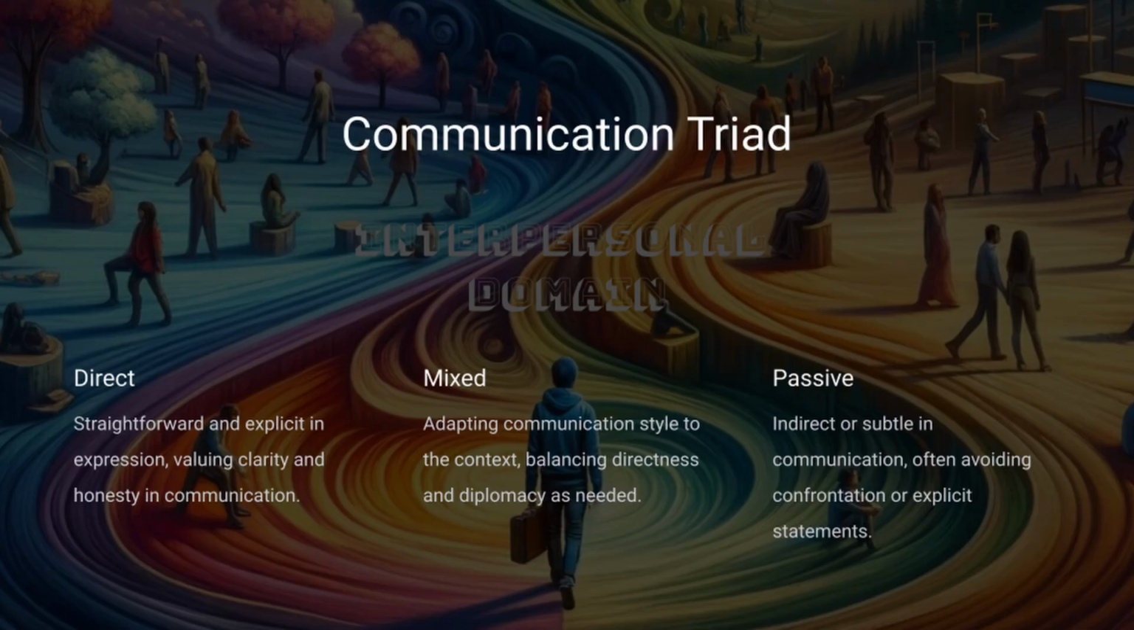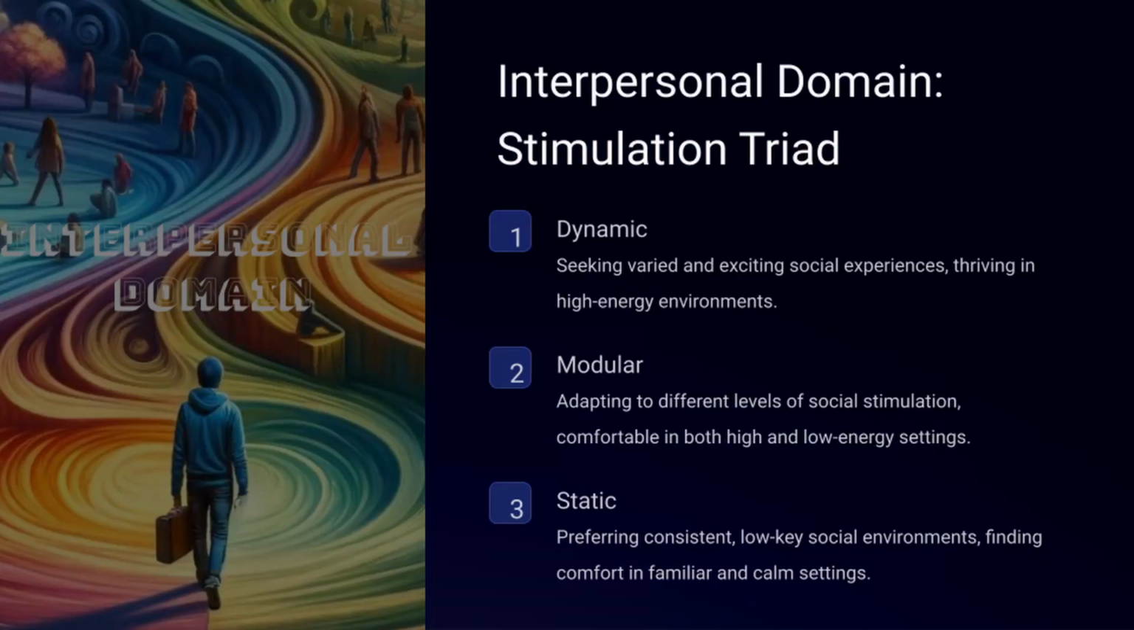And then finally, interpersonal stimulation has to do with where you get your energy from in relationships. Static is more of an introvert, and dynamic is more of an extrovert. Modular is somebody who is not as far on either end of the spectrum. And I think that's, again, a differentiation between this system and something like MBTI.